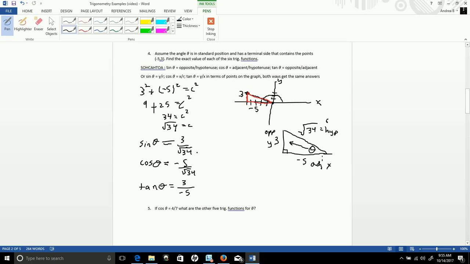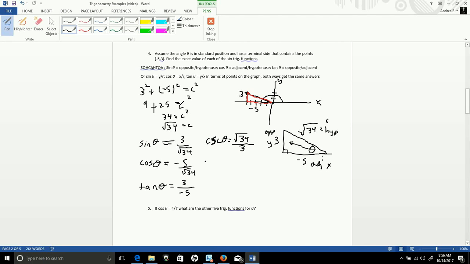So then for the other 3 trig functions here, they're just reciprocals of the ones that we already had. So here, for instance, we have cosecant, which is abbreviated as CSC for cosecant. So the cosecant of theta is the reciprocal of our sine. So here, it'd be equal to square root of 34 over 3.